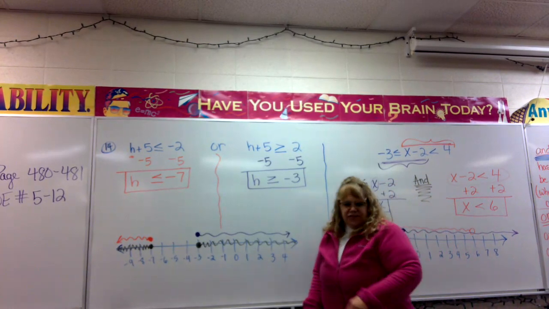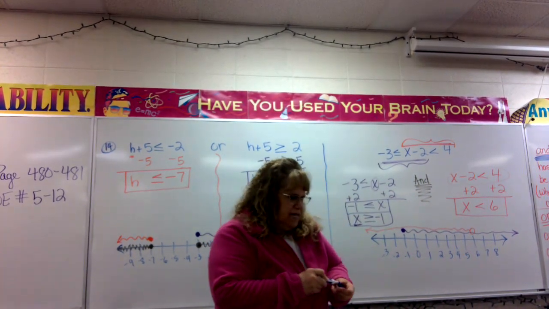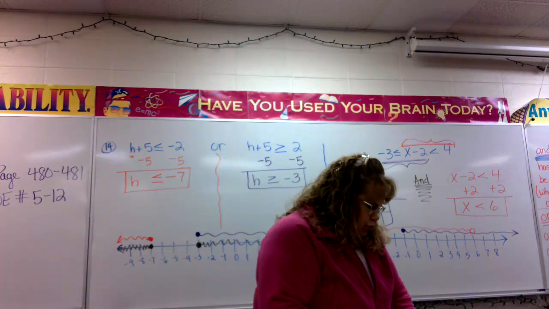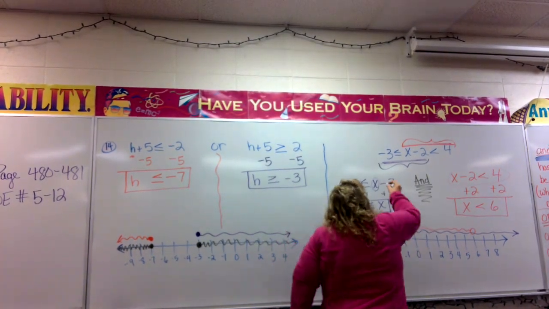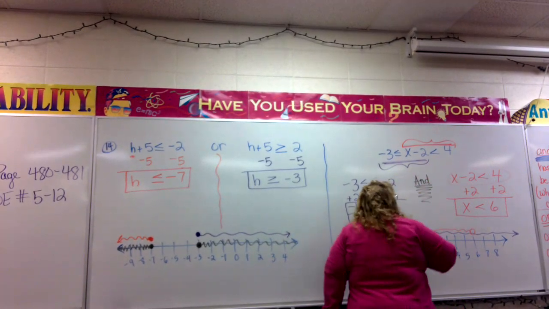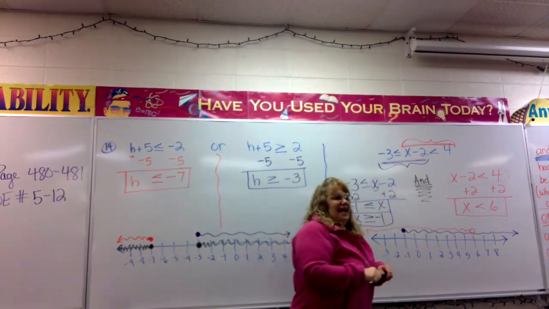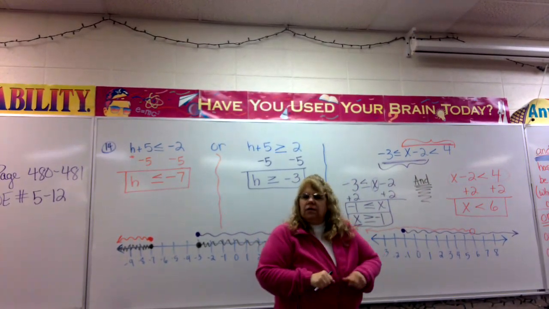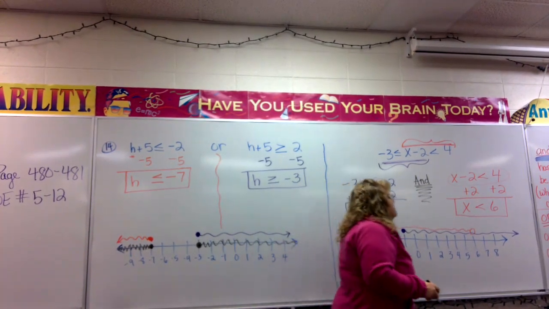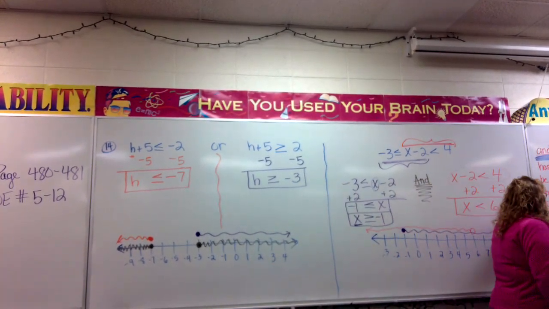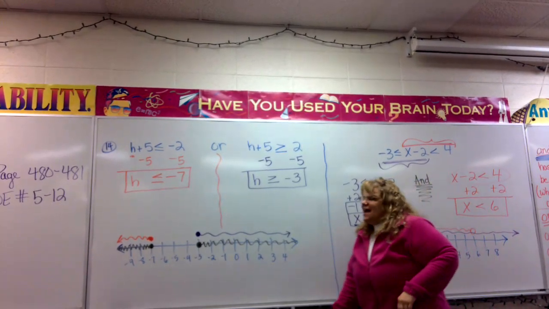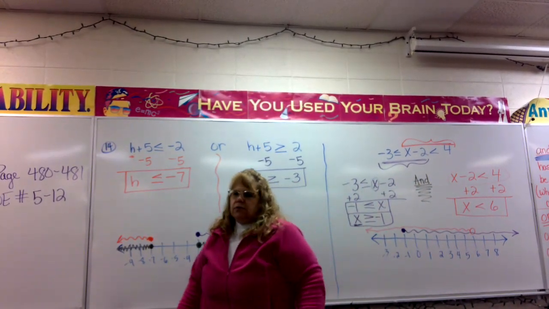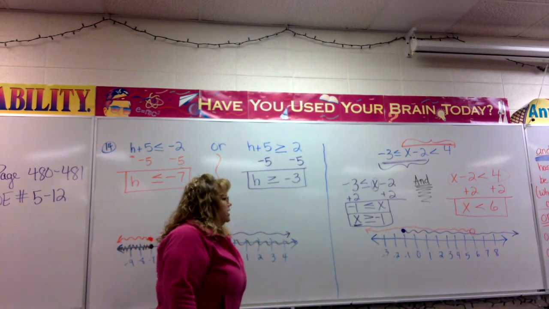Now, we said this is always going to be an and. When it's written like this, all as one big thing, it's always an and. So what do we have to have for and? Where they overlap. Where do they overlap?